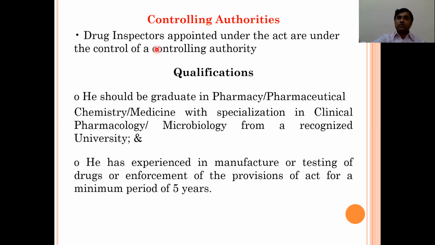Next, coming to controlling authorities. Controlling is done by drug inspectors. The drug inspectors appointed under this Act are under the control of the controlling authority. Their qualification and the licensing authority's qualification are the same, and the period of experience in manufacturing or testing is a minimum of 5 years, both are the same.